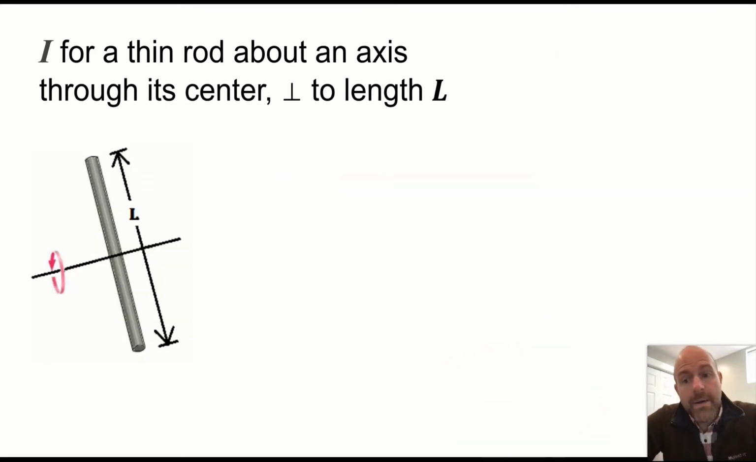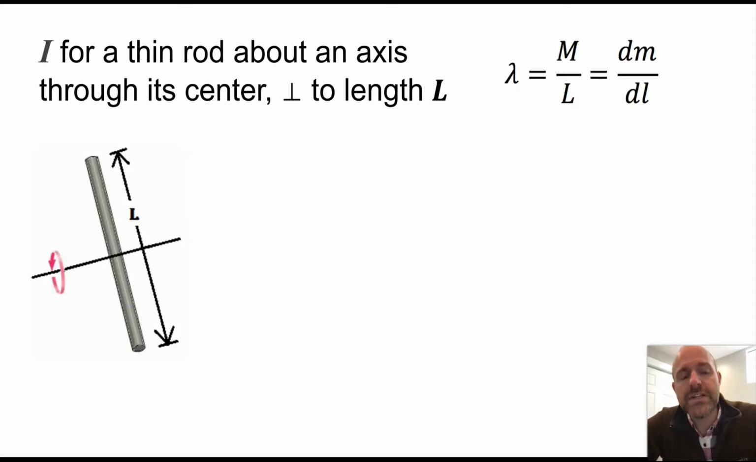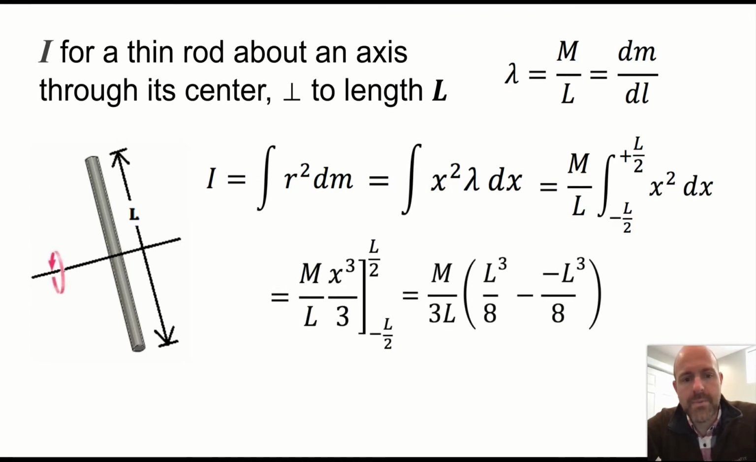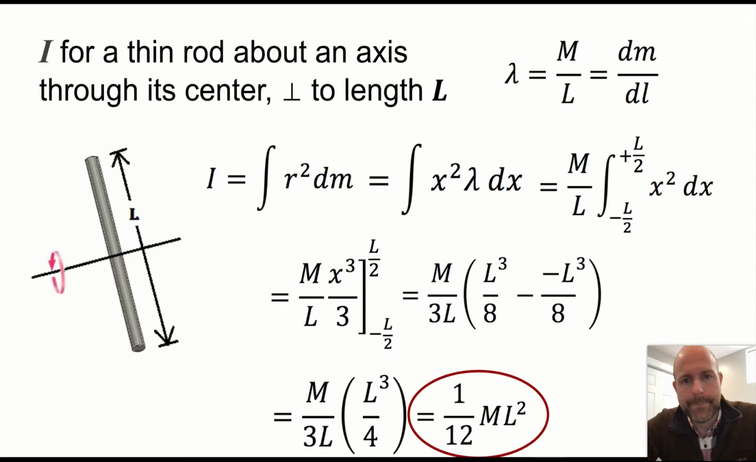Okay. What about spinning it through its center? Now, this one we already know is 1/12 ml squared, so we can kind of try to get there. It's the same exact result. We're just changing the limits of integration, right? We're still doing the same substitution, but this time we're integrating from negative L over 2 to positive L over 2, right? Because if we call the center of mass 0, the axis of rotation 0, you end up with L cubed over 8 minus negative L cubed over 8, which means we get m over 3L, L cubed over 4, 1/12 ml squared.